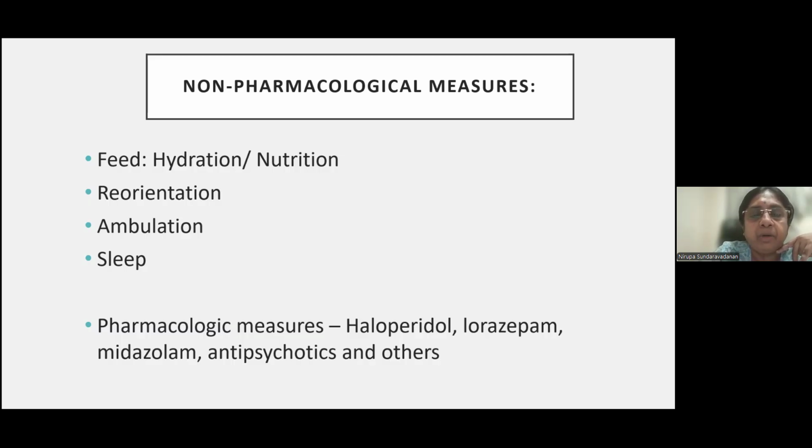Pharmacological measures, the drugs that we use commonly, especially when they are very agitated, physically agitated, jumping out of bed, what we use is haloperidol. Other medications which we can use are benzodiazepines, such as lorazepam. And lorazepam, we can give sublingually also. Just keep it under the tongue and it dissolves and goes into the system. Midazolam also is a benzodiazepine and we can give it subcut or even IV depending on what the need is. We can also use antipsychotics like olanzapine or risperidone.